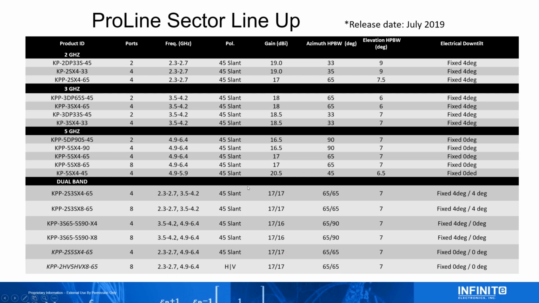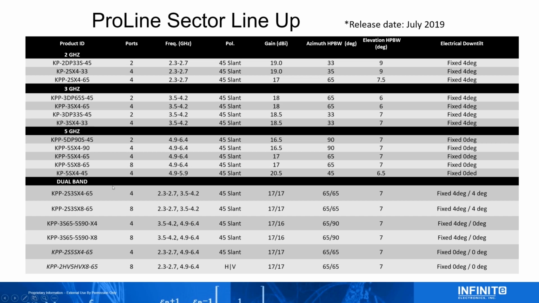I think this is the last slide on the new antennas, but this is our whole lineup of ProLine sector antennas. We also have our standard or commercial line sectors, which cover a lot of different combinations of frequency and beam widths: your 120 degrees, your 45s, 65s, 90s, and different dual band options. But here is the ProLine sector.